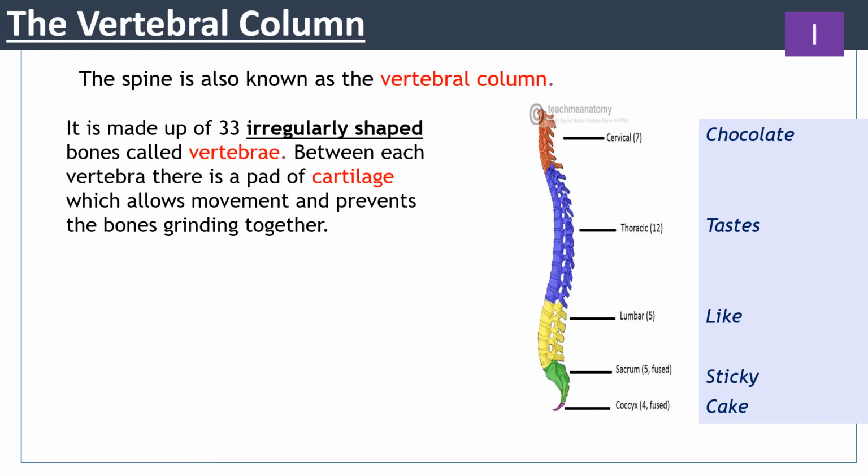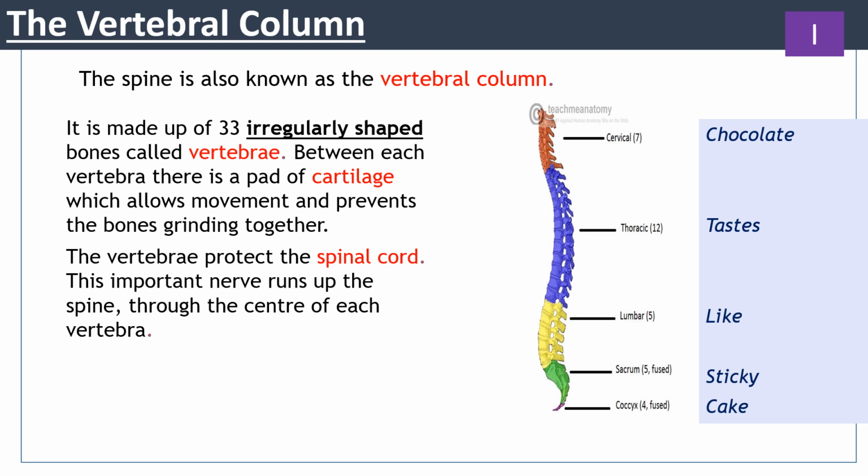They are the vertebrae. Between each of those vertebrae, there is a pad of cartilage. So that allows movement to happen. Cartilage is that substance at the end of bones. It also prevents the bones grinding together, which can cause severe pain. And anybody that has had back pain will know that it can be very, very hard to get rid of and can just be very, very painful.